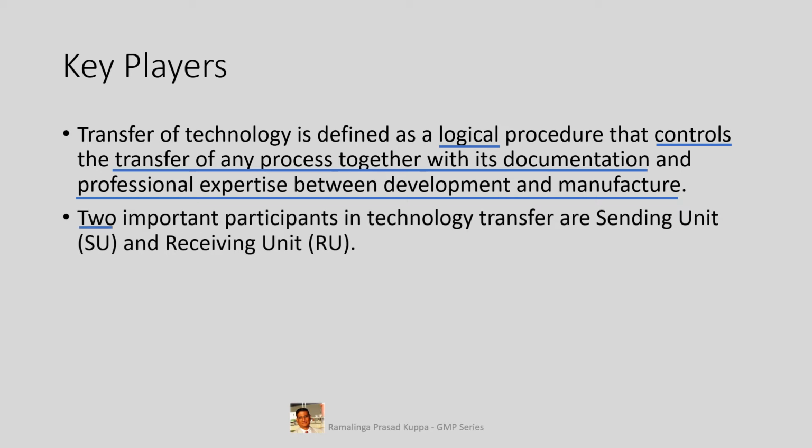Two important participants in technology transfer are sending unit and receiving unit. Transfer is between the originator and the receiving unit. There could be more than two receiving units depending upon the number of sites of transfer.